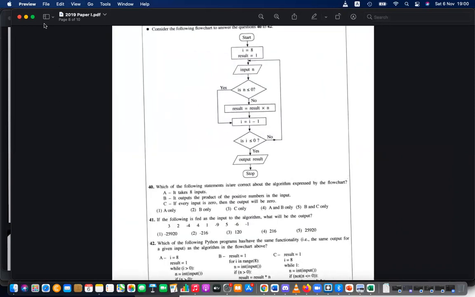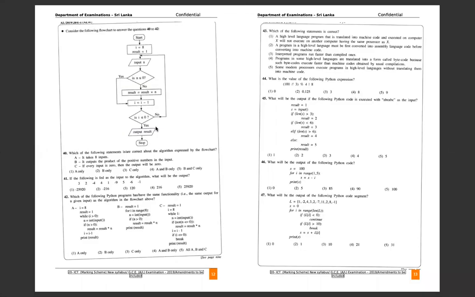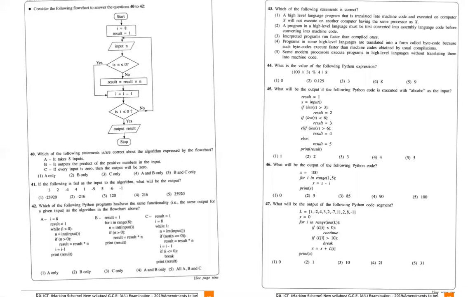To 42. Okay, up to 47, I think you can answer. Up to 47, you can answer.